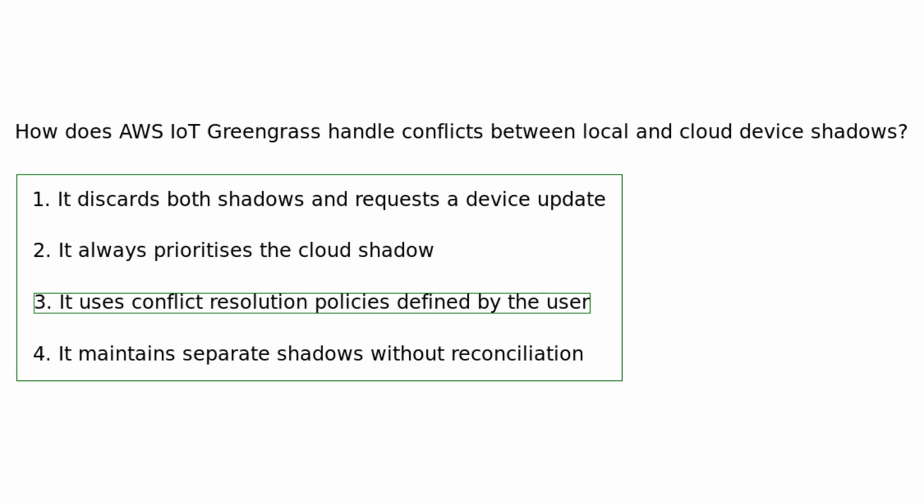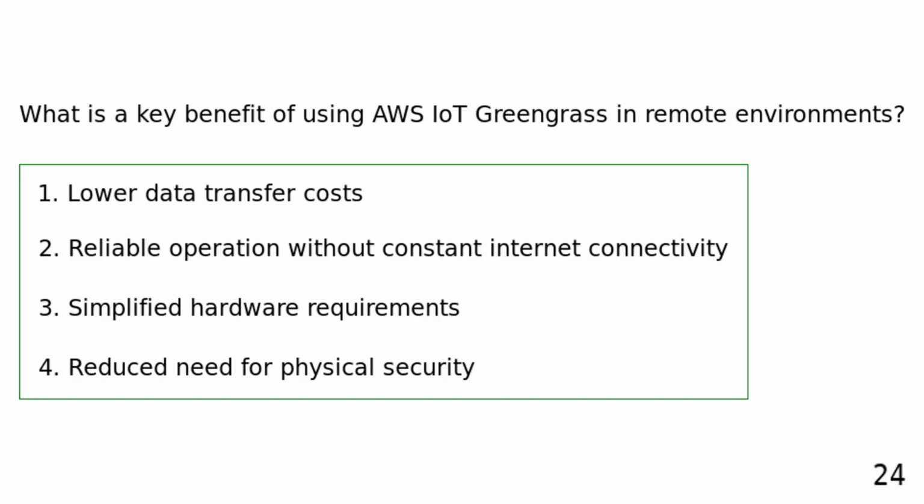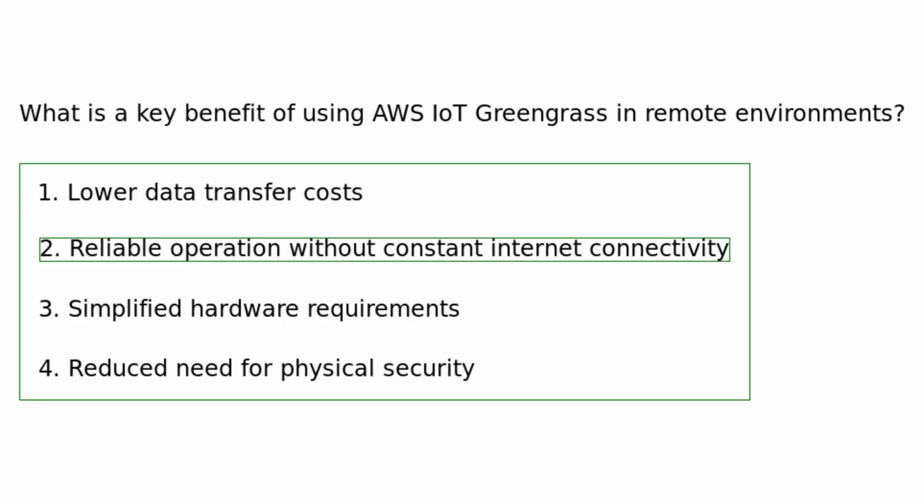state management. What is a key benefit of using AWS IoT Greengrass in remote environments? Lower data transfer costs. Reliable operation without constant internet connectivity. Simplified hardware requirements. Reduced need for physical security. Greengrass enables reliable operation of IoT devices without the need for constant internet connectivity, crucial for remote environments.